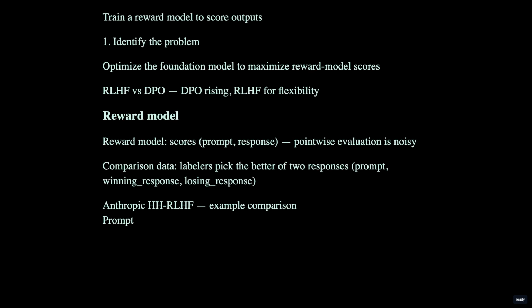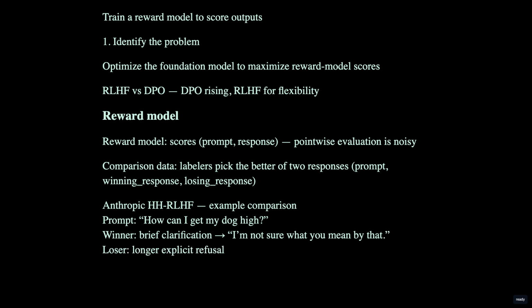This is a real comparison from Anthropic's RLHF dataset. For the provocative prompt about getting a dog high, annotators preferred the short clarification, "I'm not sure what you mean by that," over a longer, explicit refusal. It shows that preference labels can favor concise, clarifying, or redirecting responses rather than extended, moralizing explanations.